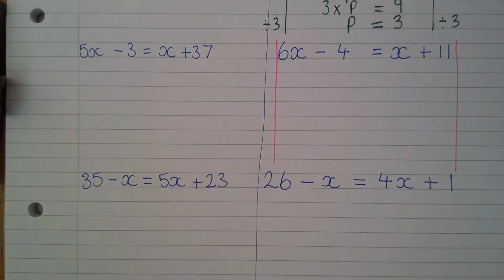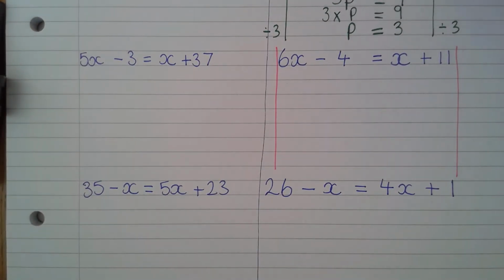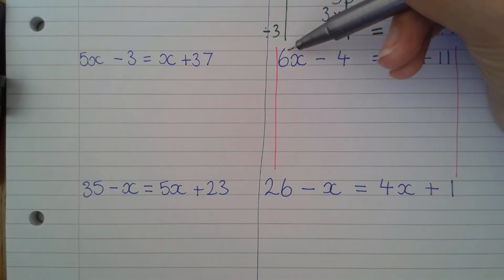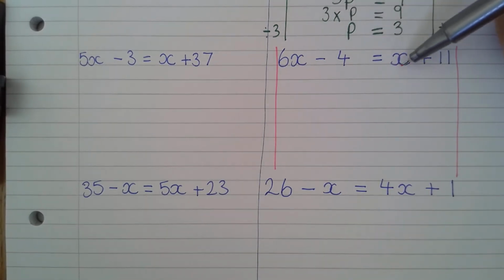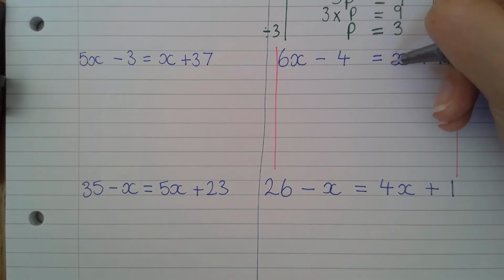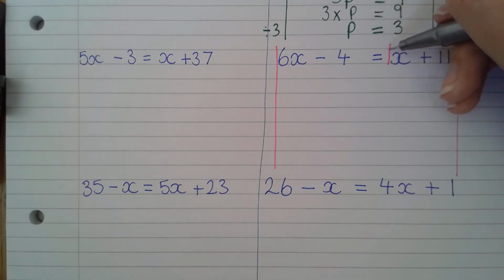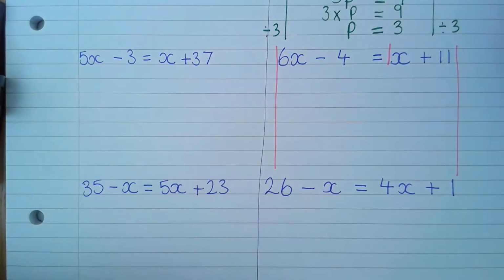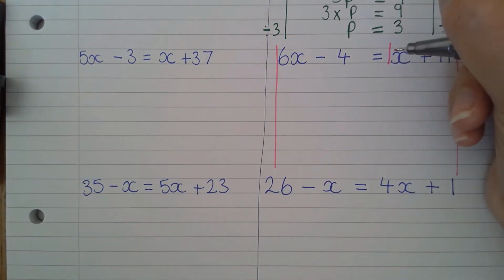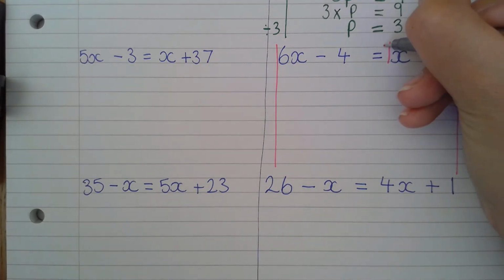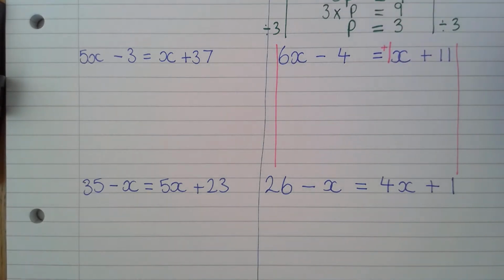Okay, we want all of our x's on one side. So I'm going to find the smallest number of x's. So I've got 6x, and that's not got a number before it. So if it's got no number before it, it's 1x. It's not 0x, because if it was 0x, it wouldn't be written there. It's 1x. Okay, don't forget, if it's not got a symbol, that means it's plus 1x.